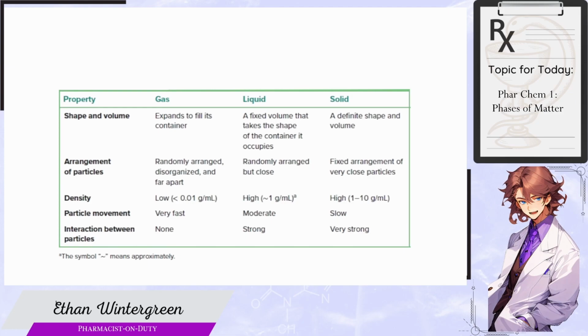In terms of arrangement of particles, gases are highly disorganized. They rarely stay together, while liquids are still far apart, but compared to gases, they are closer to each other. Hence, they are affected by interactions of our particles. And finally, we have our solid. So these are fixed arrangements of very close particles, meaning the particles are held together by very strong bonds.